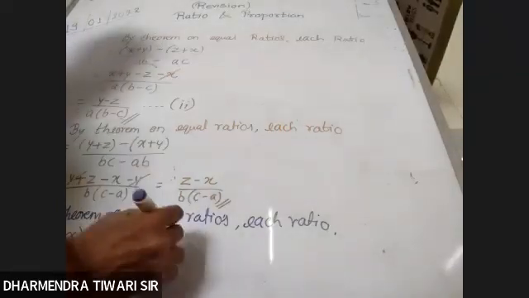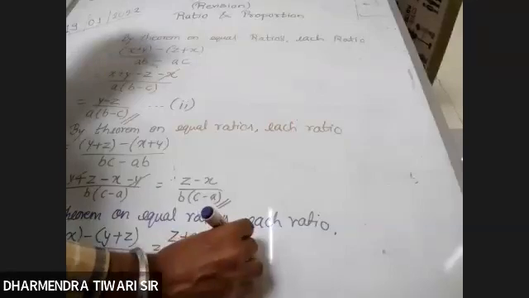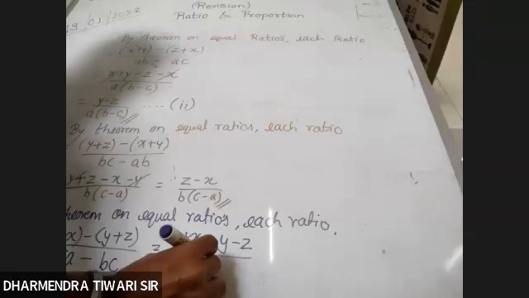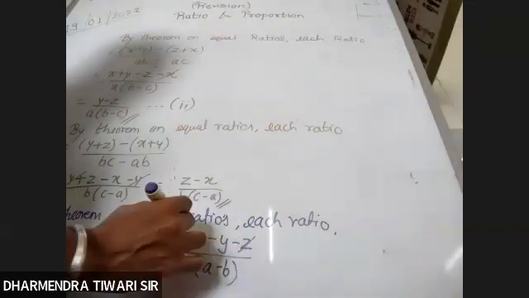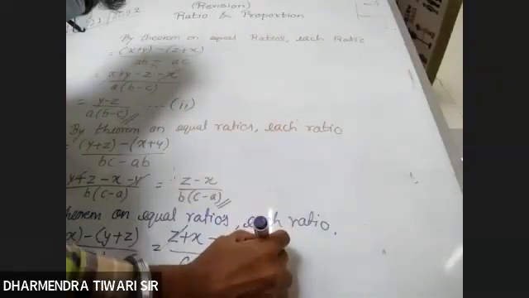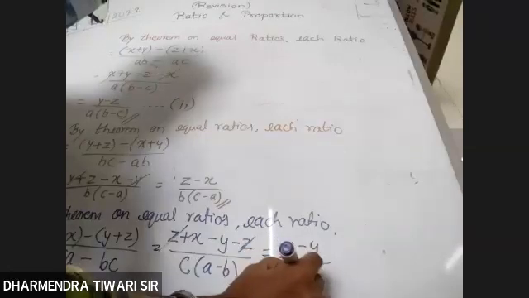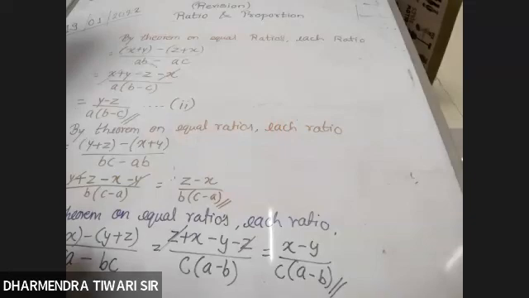Let's open the bracket. Z plus x minus y minus z divided by, you can see that C is common, take it outside, A minus B remains. And cancel the term with opposite sign. Z gets cancelled. What remains is x minus y divided by C into A minus B. Well, this is our answer. So we have completed the third problem.